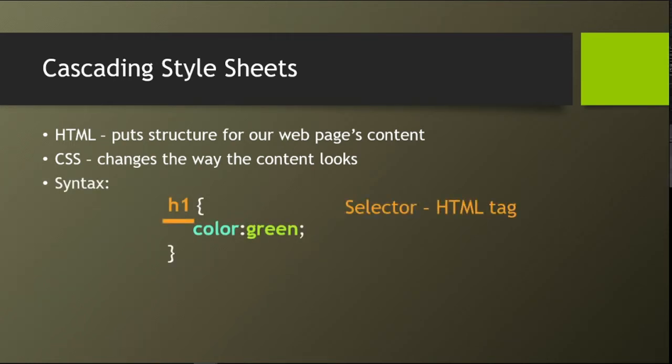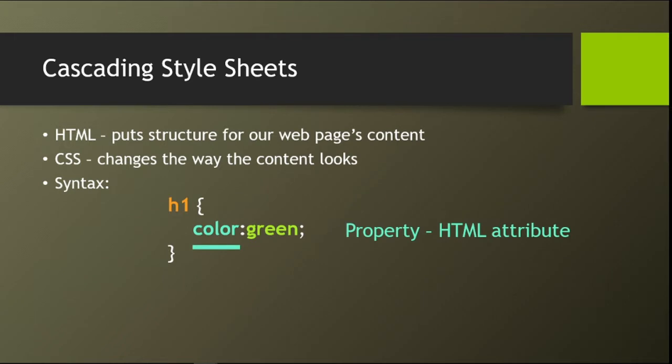This one is what we call selector, which points to an HTML element we'd like to put our style on. This one's called property, which are like HTML attributes that focus on design properties. And this one's called value, which obviously is any possible value we can assign to the HTML element's CSS properties.